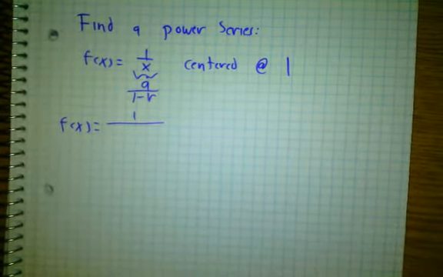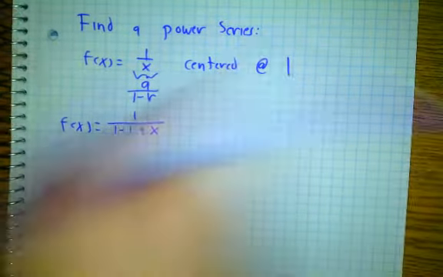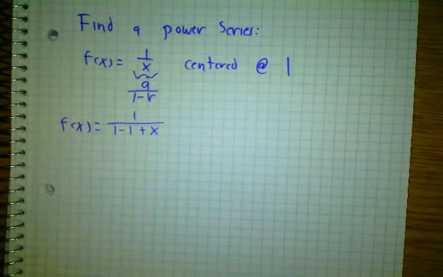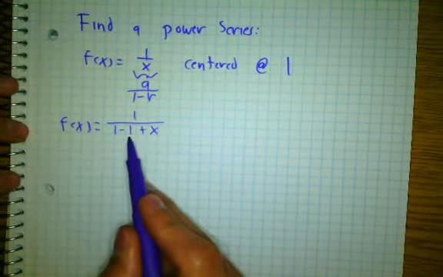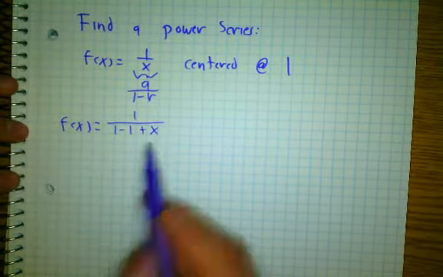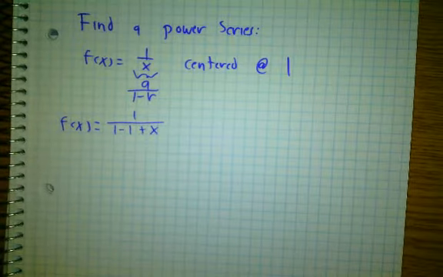Do we add a 1? Like that, right? 1 minus 1 plus x? Is that the same thing as 1 over x? Is it not clear enough that 1 minus 1 is 0, 0 plus x is x? Okay. Are you okay with what I did there? All I did was just add and subtract the 1. That did not change anything.